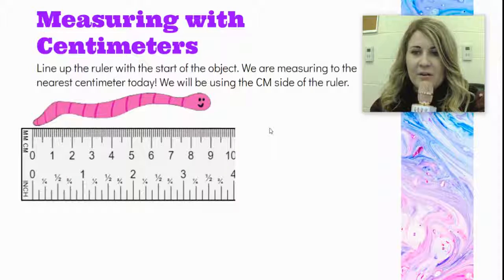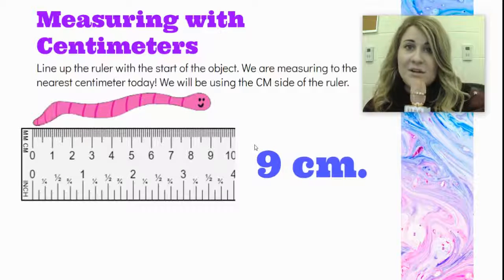Next, we have our earthworm. Notice that I had to move him from down here to up here to measure because we're using the centimeter side. Now, we're going to line him up with 0, and we are going to look at where he lands. The tip of his face lands right at about 9 centimeters, okay?